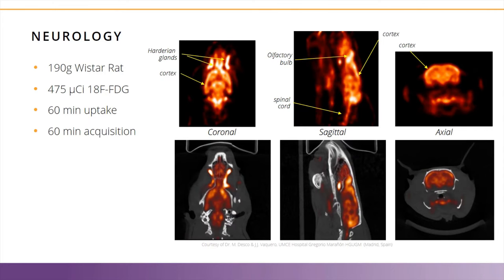This is a quick example of cerebral metabolism. Here, FDG, again, that glucose tracer, was injected into the rat, and metabolic activity within the various regions of the brain can be clearly visualized with high spatial resolution.